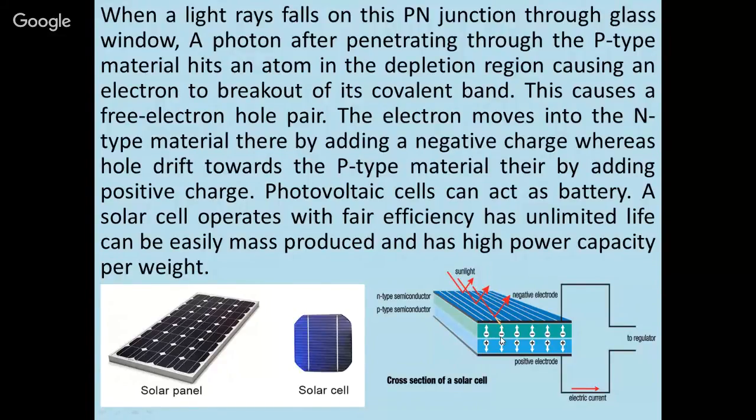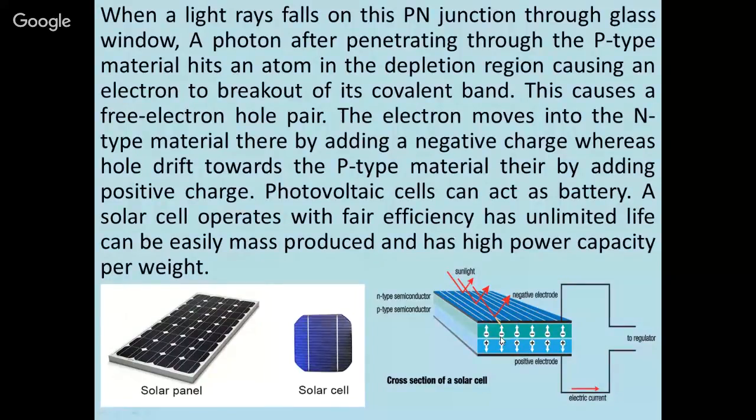Once the covalent bond breaks, what do we liberate? We liberate an electron and a hole. This causes a free electron-hole pair. The electrons move into the N-type material, thereby adding a negative charge, whereas the holes drift towards the P-type material, thereby adding a positive charge. The photovoltaic cell can act as a battery. The solar cell operates with fair efficiency, has unlimited life, can be easily mass produced, and has high power capacity per weight. So the life of this is very large, therefore it can be used wherever mass production of power supply takes place; there we use these cells.